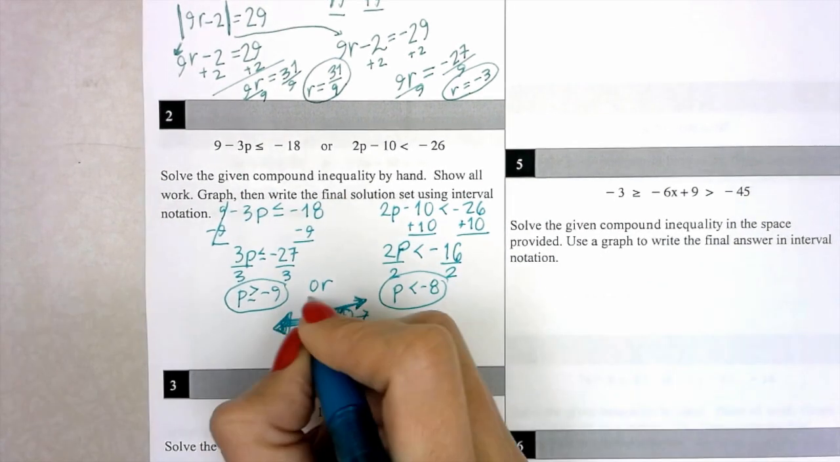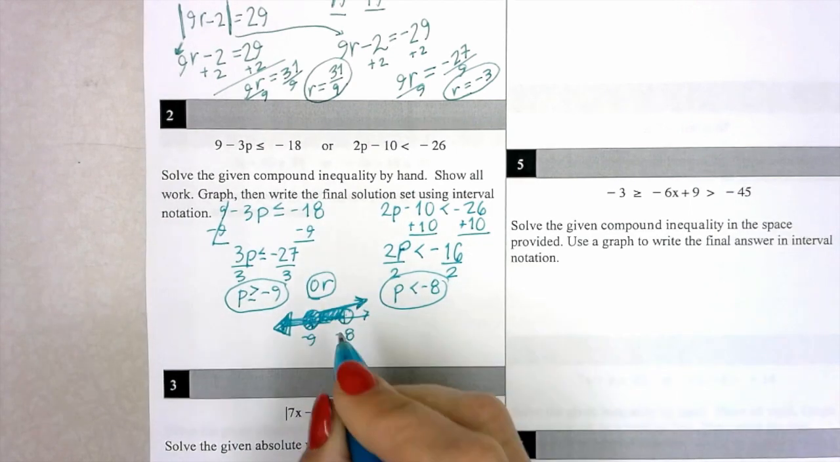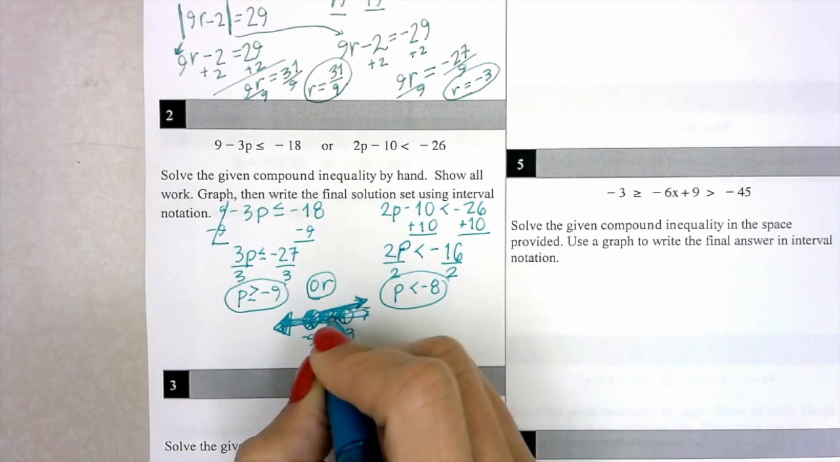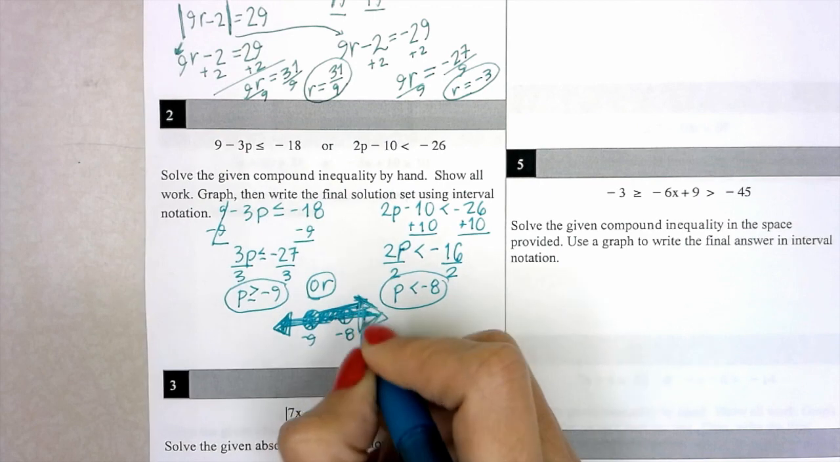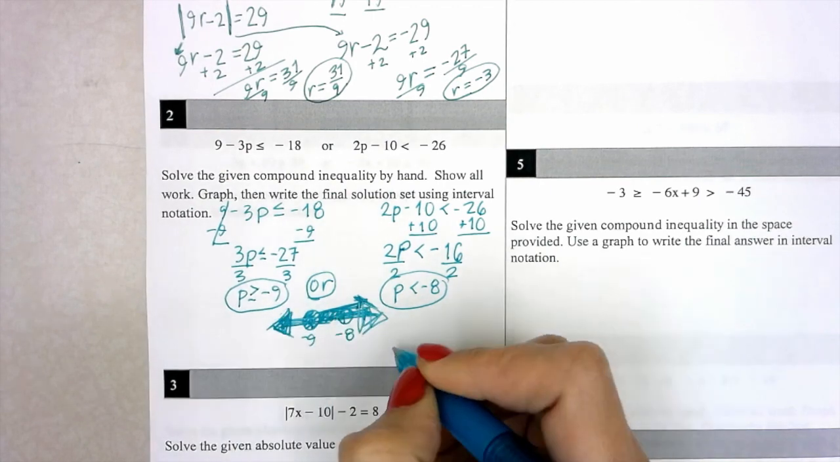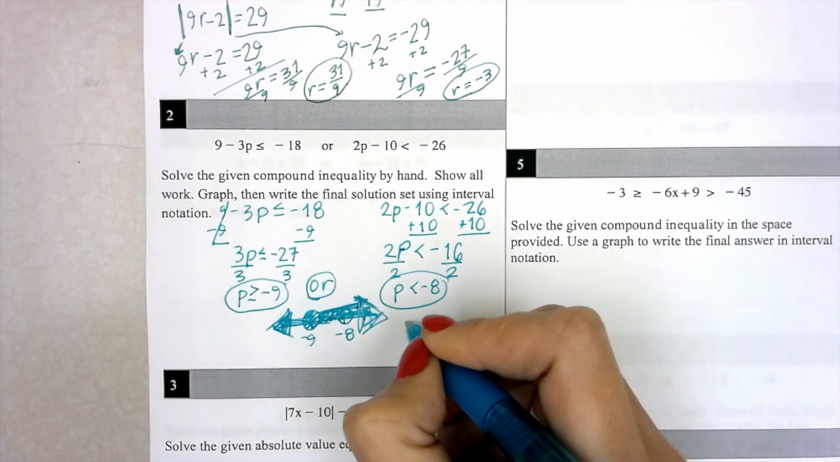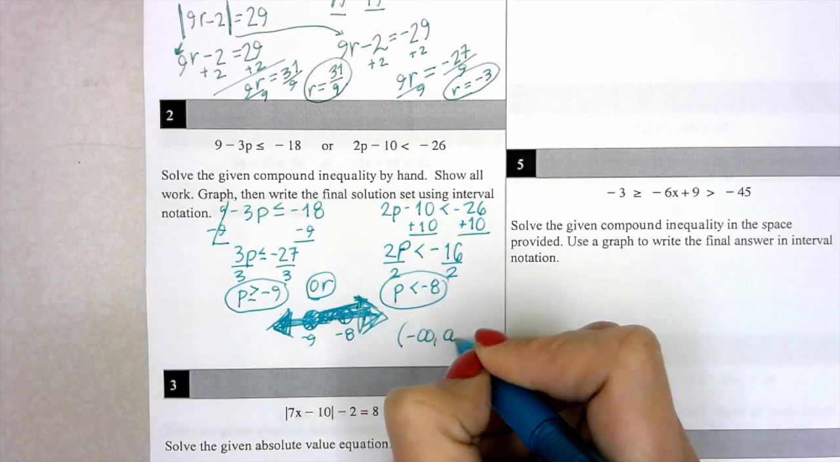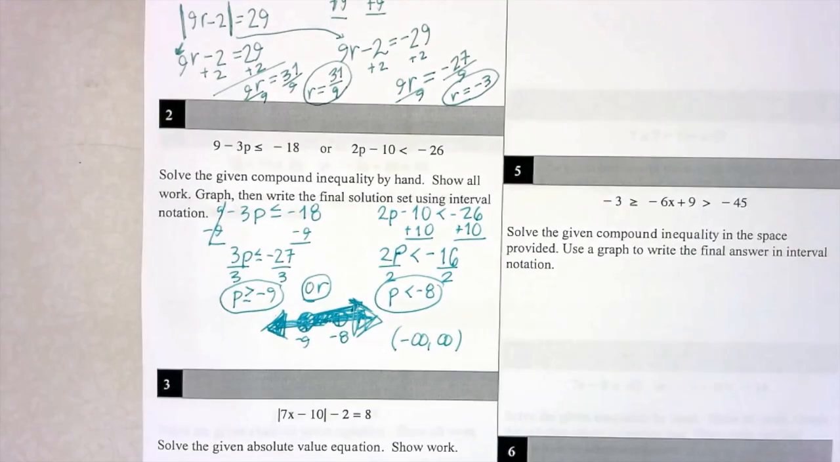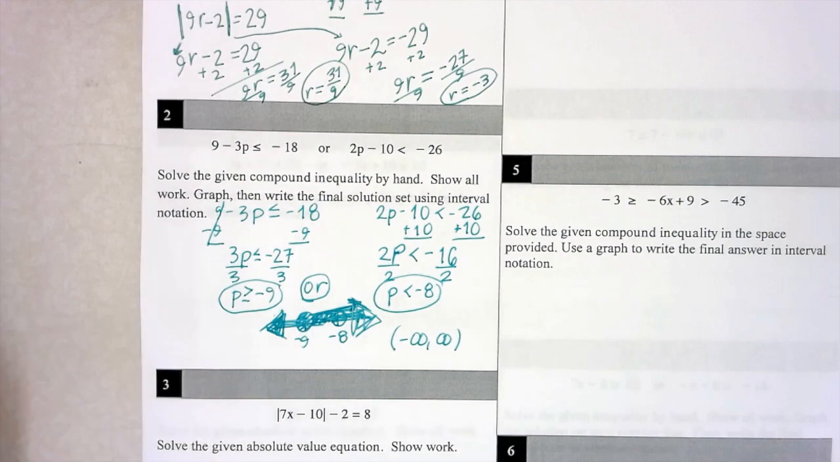However, it says or, so there's a few trick questions in here. If it says or, my entire number line is really colored in, okay? Everything. So what is my solution in interval notation? It's negative infinity to infinity. Let that sink in, give it some thought, and hopefully we'll see another example like that in the packet in a minute.